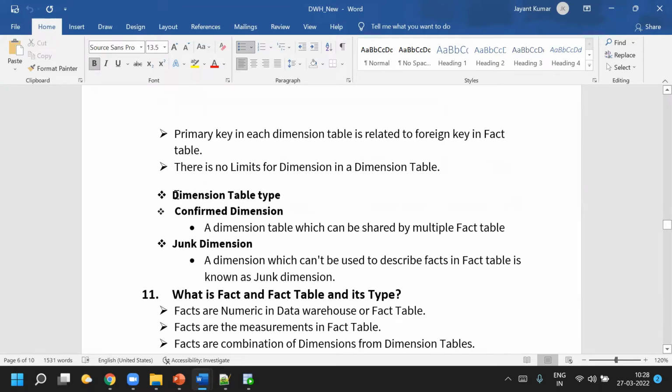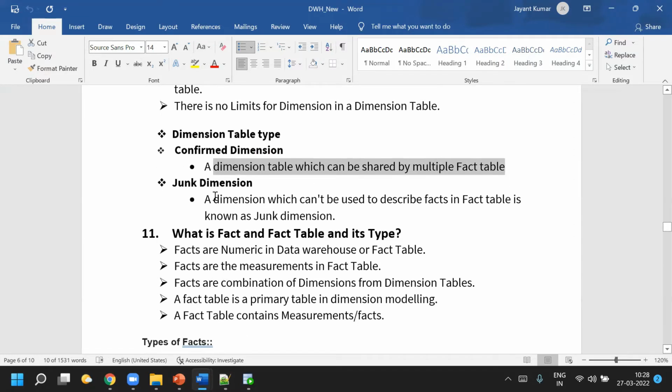So what are dimension types? For dimensions table types, we have conformed dimension and junk dimension. What is a conformed dimension? A dimension table which can be shared by multiple fact tables. Okay, what is a junk dimension? A dimension table which cannot be used to describe facts in a fact table. So we'll see this again.